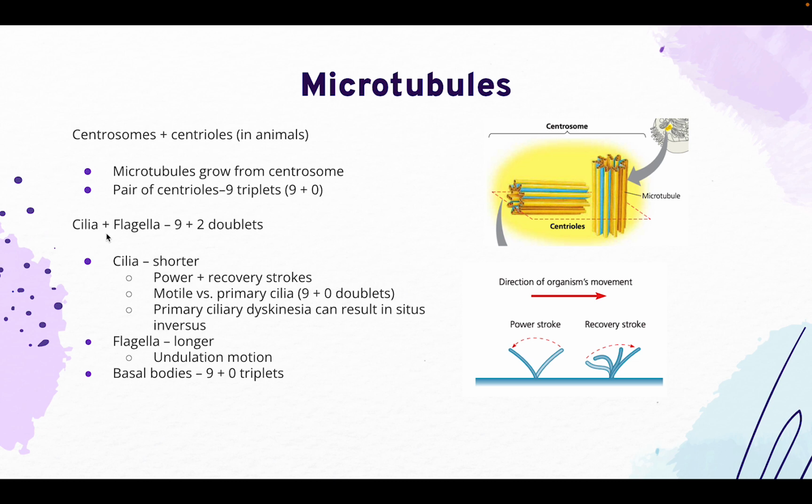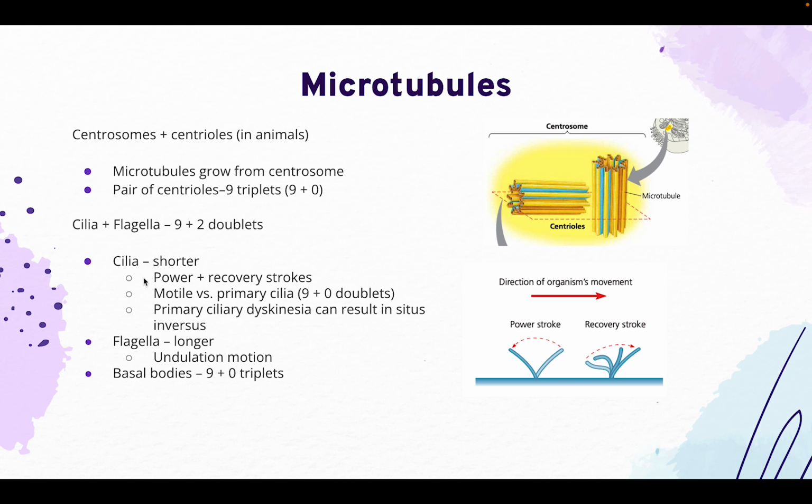Next we have cilia and flagella. And in these we find 9 plus 2 doublets. How that differs from the centriole structure is instead of having 3 of them stacked and then put in a circle, you've only got 2 of them in each little unit, but you still have 9 of them in a circle. And you've also got 2 of those microtubules in the middle. So that's what cilia and flagella look like.